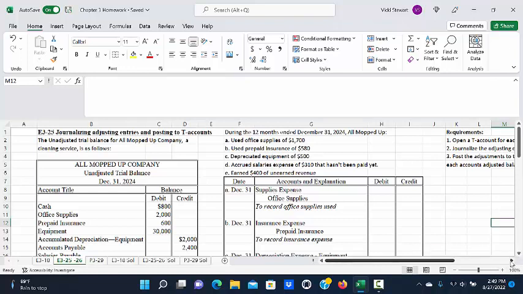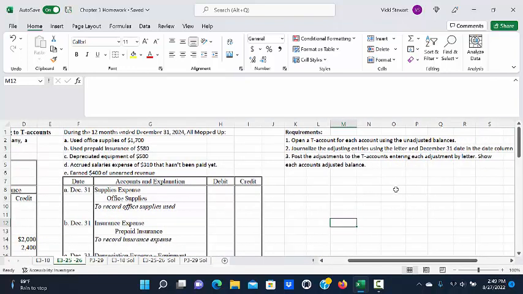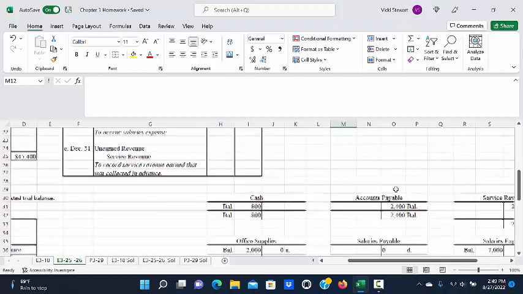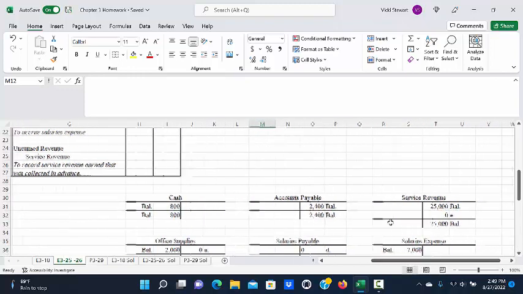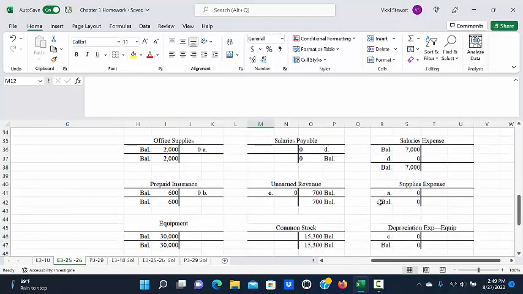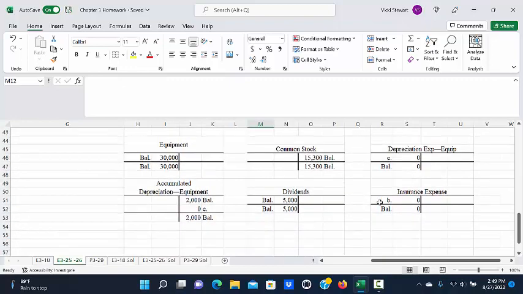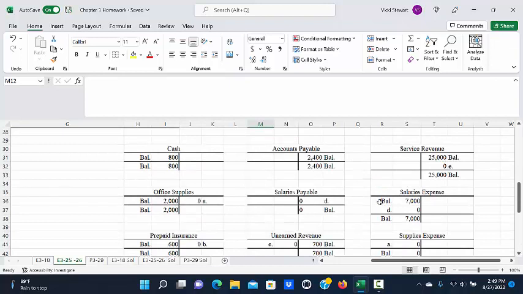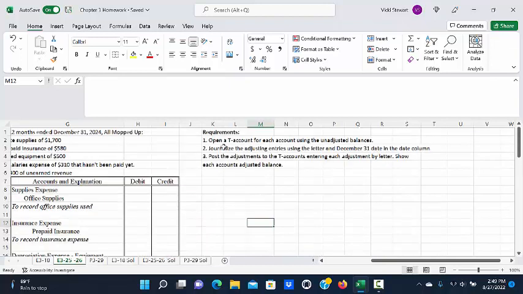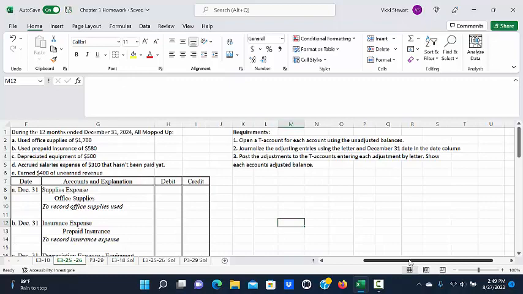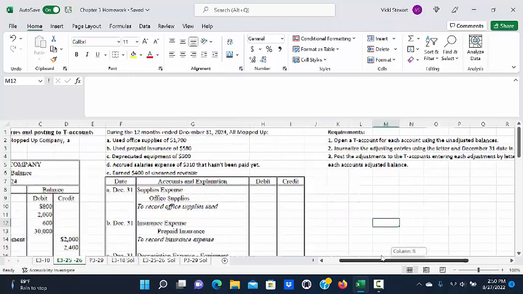The problem first asks us in part 1 to open a T account for each account using the unadjusted balances. So I have already opened a T account for every one of the accounts listed in the unadjusted trial balance, so that we will have those ready to complete part 2 of the problem, which is to journalize the adjusting entries using the letter and December 31st date in the date column. And then the third portion is to post the adjustments to the T accounts with each adjustment by letter and show each account's adjusted balance.